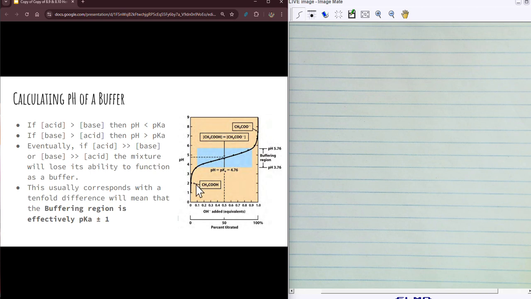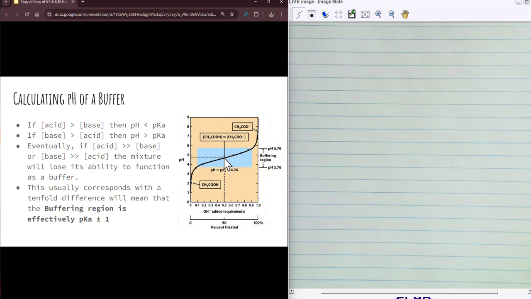So for this particular acid, which is acetic acid, when you take the negative log of the K value, which is 1.8 times 10 to the negative 5, you get 4.76. So that's the pKa. At 4.76 pH, this is the midpoint in a titration, and this is the perfect buffer.